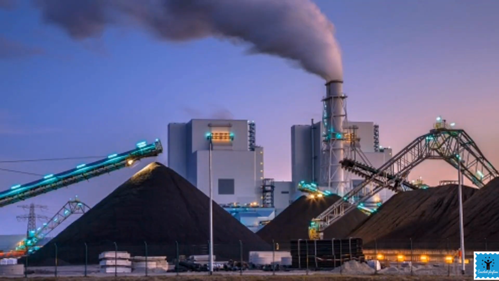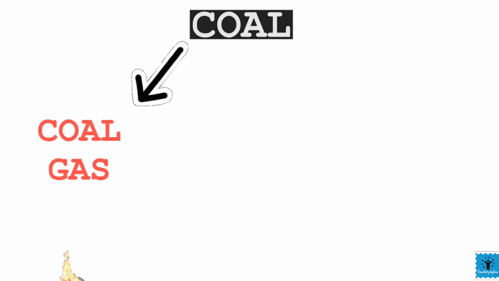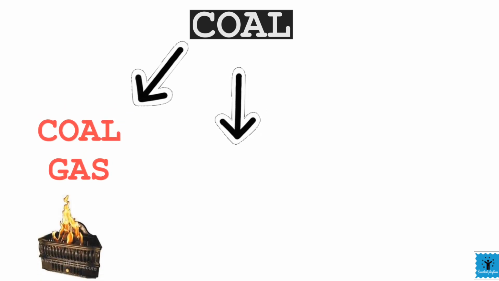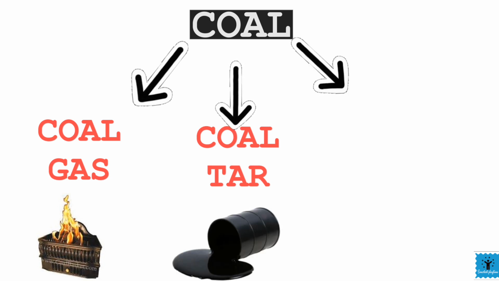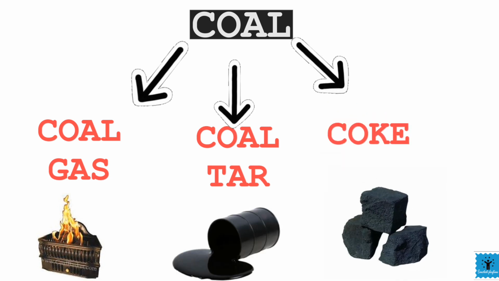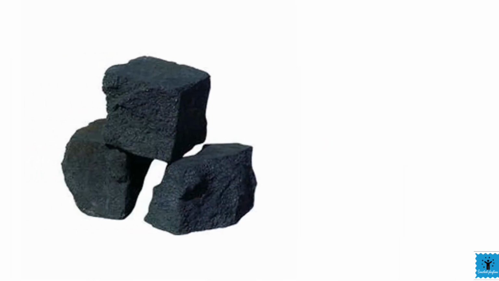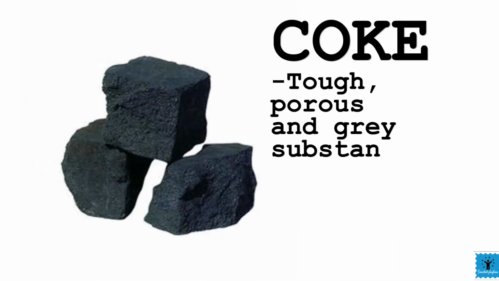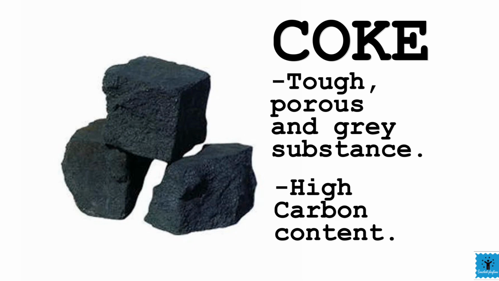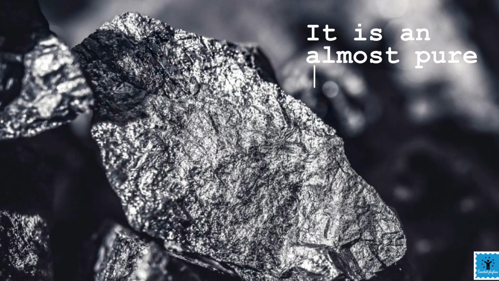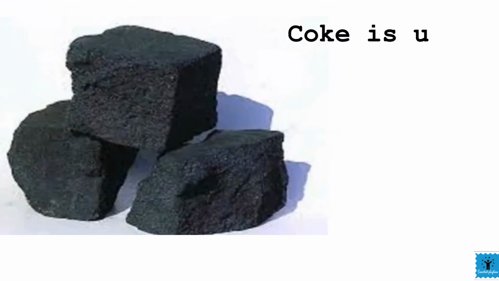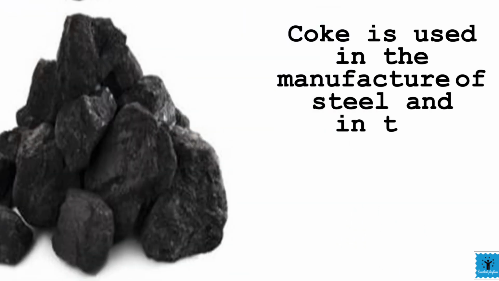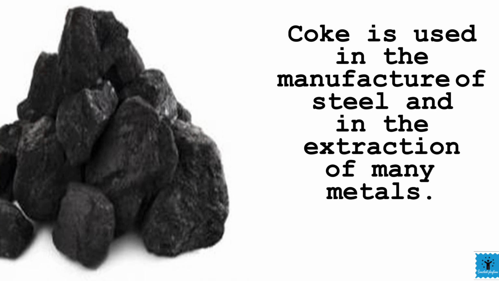Coal is processed in industry to get some useful products. When coal is heated in the absence of air, it produces gas which is called coal gas. It also produces a liquid which is called coal tar, and a solid residue is also produced which is called coke. So first in the list is coke. Coke is a grey, hard and porous fuel. It has a high carbon content and few impurities. It is an almost pure form of carbon. Coke is used in the manufacturing of steel and in the extraction of many metals.